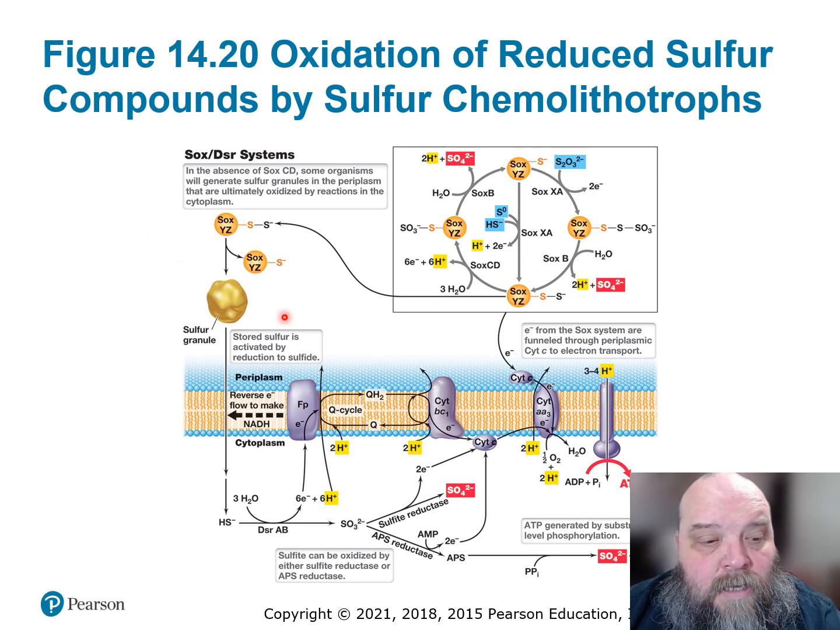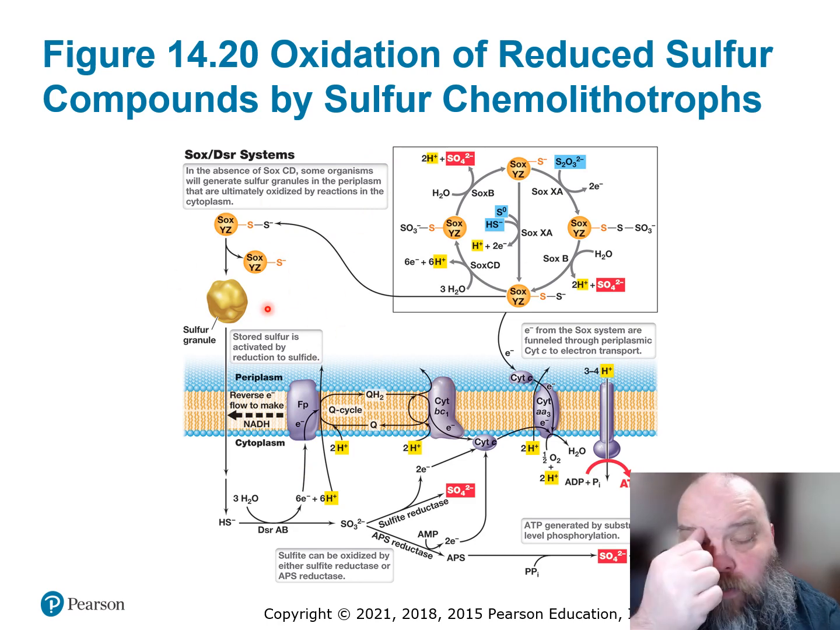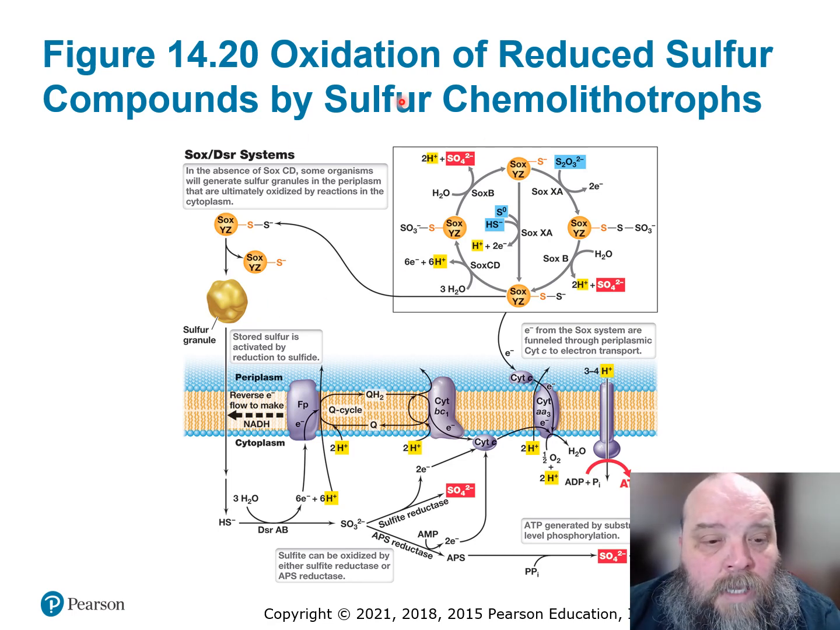Up here, sulfur is getting into the system, into the cytoplasm from outside. Here's the periplasm. Here's the cytoplasm. So it gets into the periplasmic space between the 2 membranes, and there it's going to be altered. Here's where the SOX proteins come into play, specifically SOXY and Z.